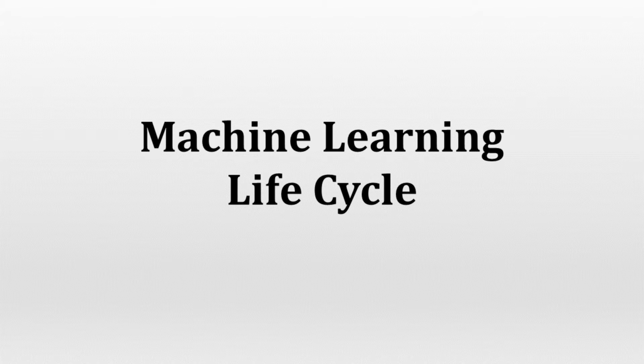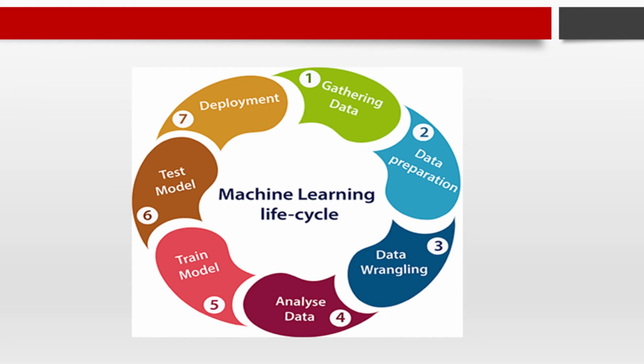Now, machine learning has given computer systems the ability to automatically learn without being explicitly programmed. But how does a machine learning system work? It can be described using the life cycle of machine learning, which is a cyclic process to build an efficient machine learning project.